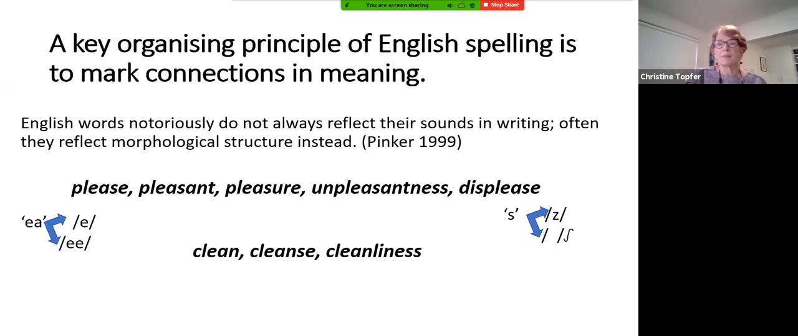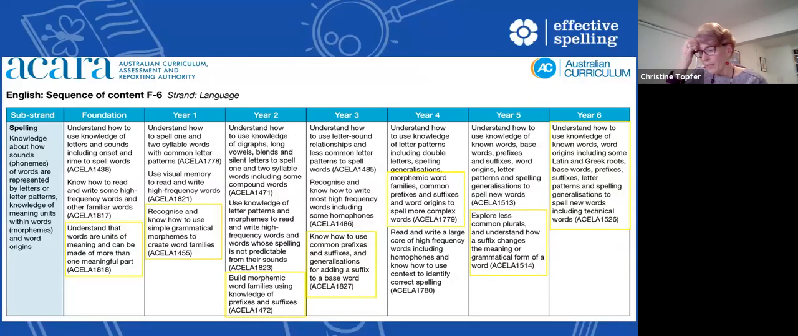So this organising principle of English marking connections to meaning, or the spelling marking connections to meaning, is crucial to students' success in spelling. You'll see this in the Australian curriculum. It reminds us that we must explicitly teach that all words are built from meaningful parts, or morphemes that we should be calling them. That is, all words are either a base, or they have a base and may have various affixes.